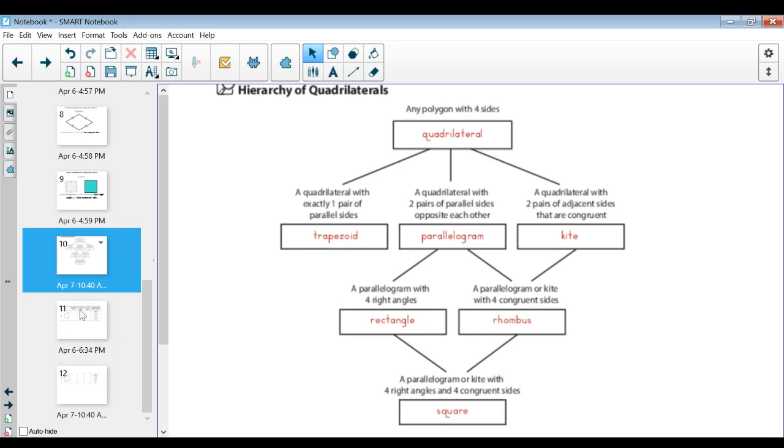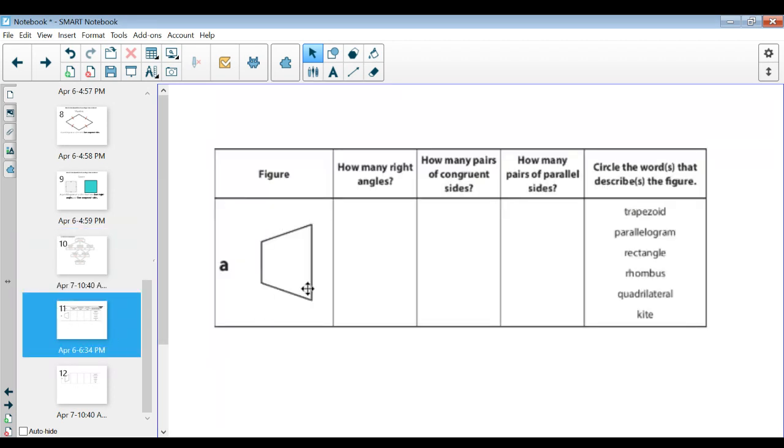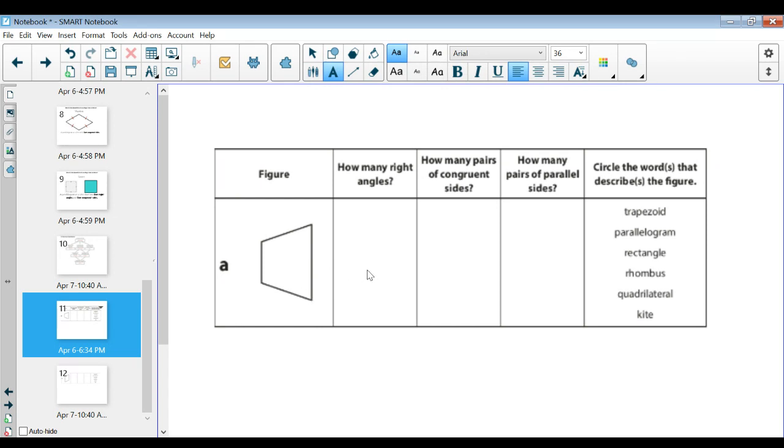So let's see if we can practice this some, looking at different shapes and trying to figure out all of the different geometrical names that we can give to this shape. So we have here our figure or our shape. The first question is, how many right angles does it have? Well, let's see. I don't see any perfect 90-degree angles here. So it would have 0 right angles.